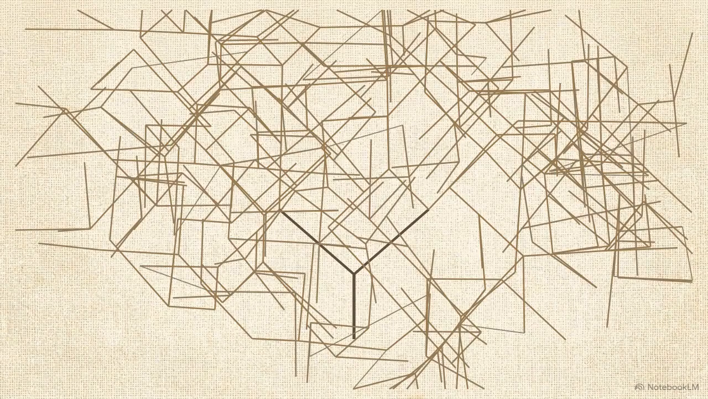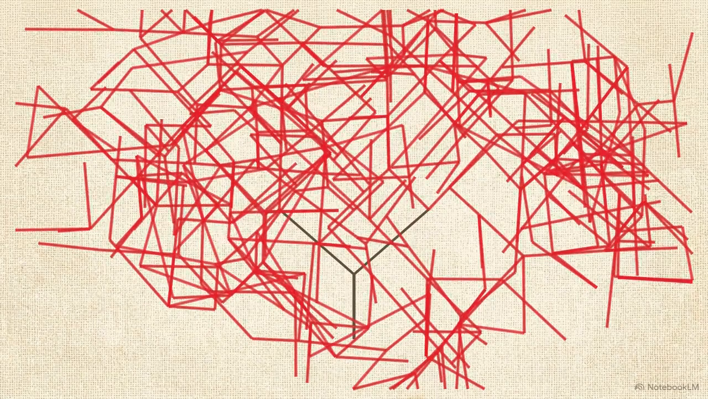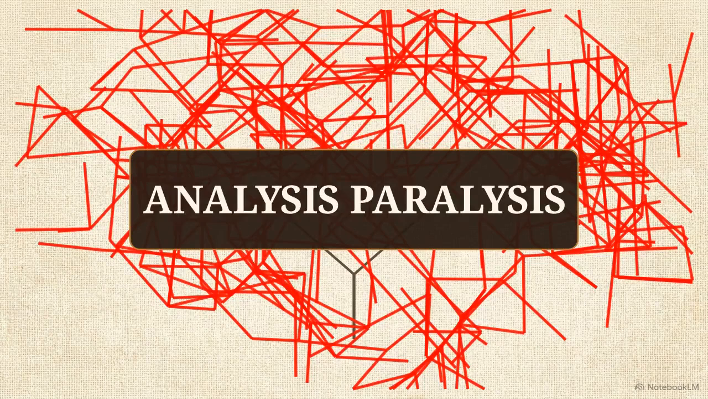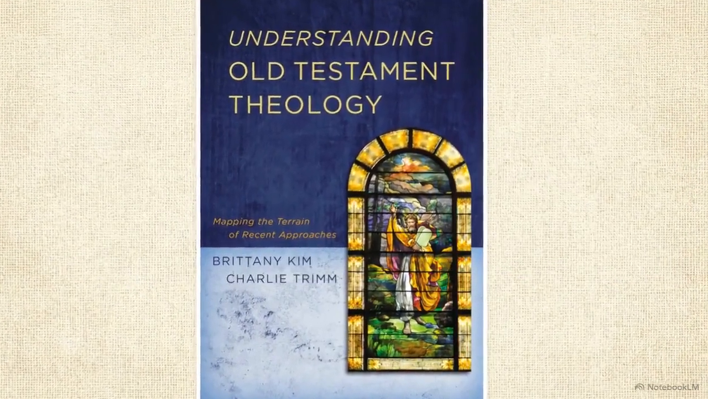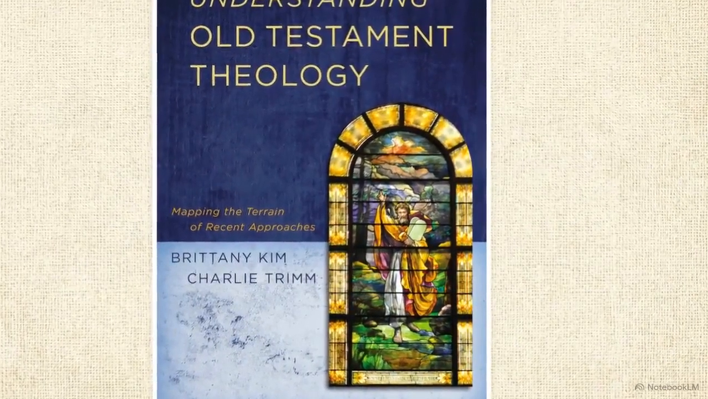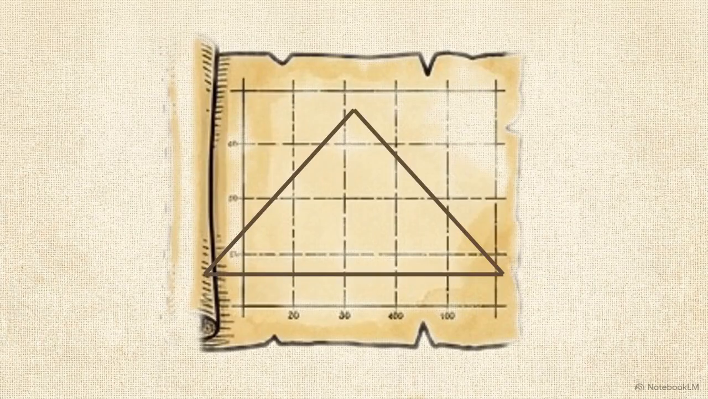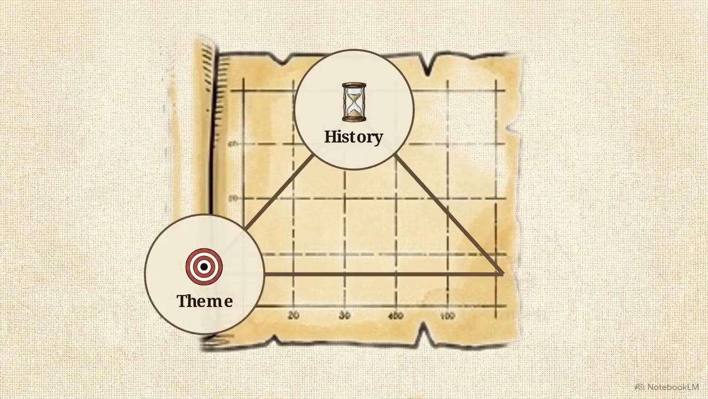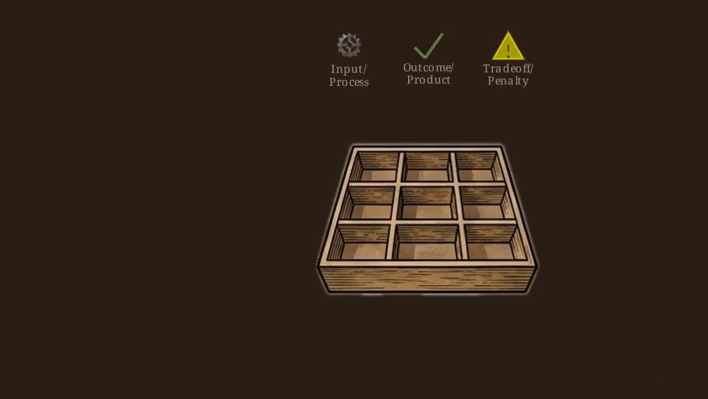For a seminary student or a pastor trying to write a sermon, wading into this academic debate usually leads to analysis paralysis. To navigate this, we are going to use the book Understanding Old Testament Theology by Brittany Kim and Charlie Trim as our guide. Kim and Trim argue that to find your way, you have to understand the 3 structural categories scholars use to build their maps: history, theme, and context. This matrix shows how the different academic approaches compare.